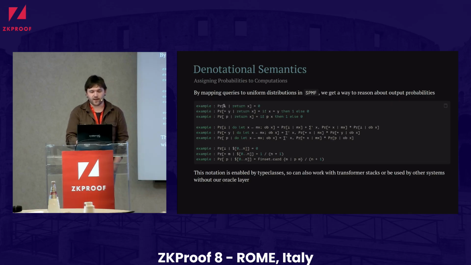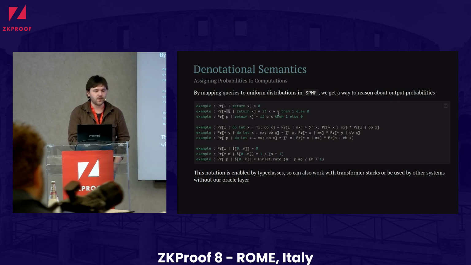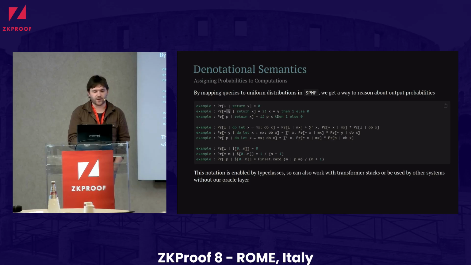But in the end, we get that we can define probabilities so that, say, if you return something, the chance you get the same value back is either 1 or 0, if it is or isn't that value, some proposition might hold or not. A bind is maybe more complicated because we need summations, but these are all the identities you would expect, I think.